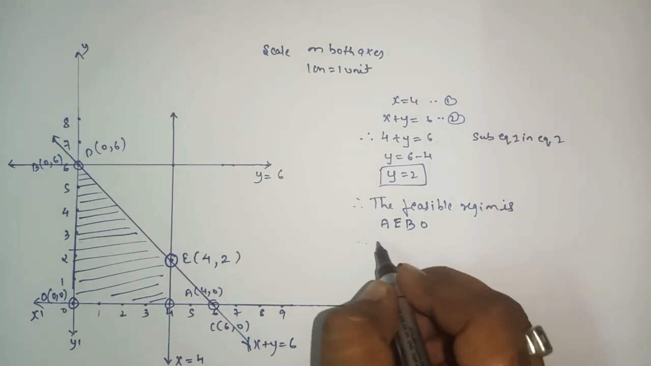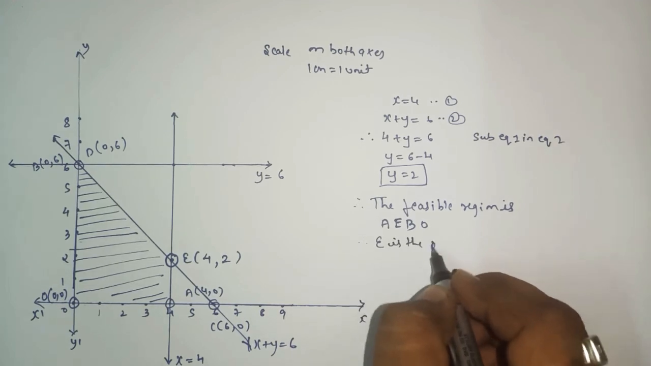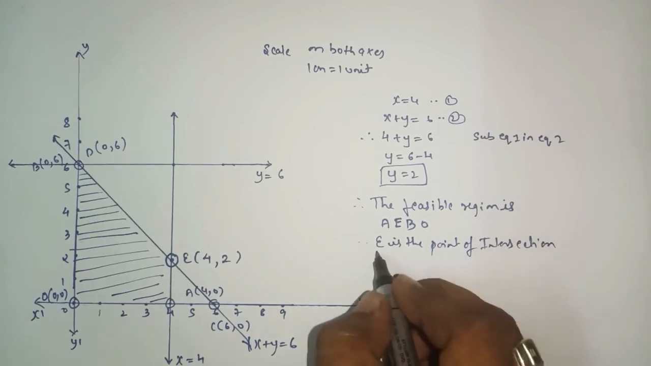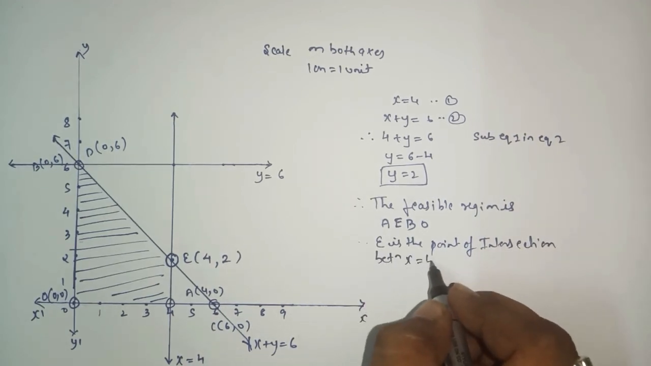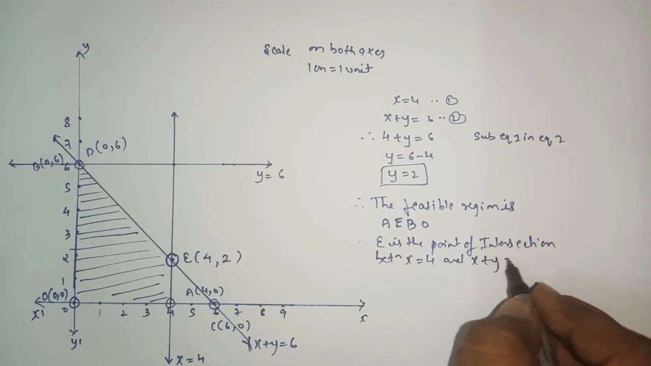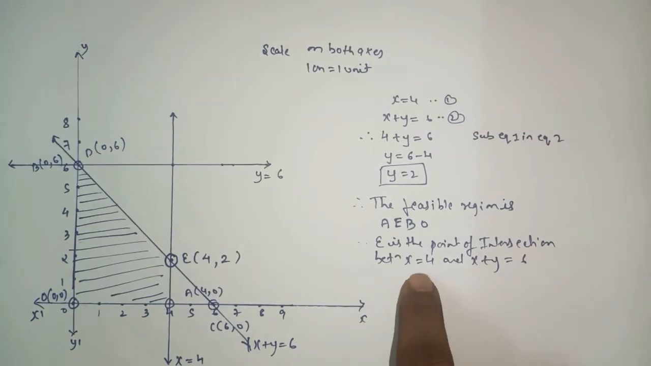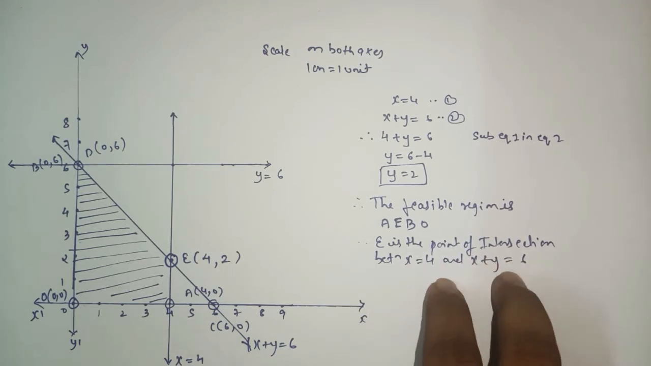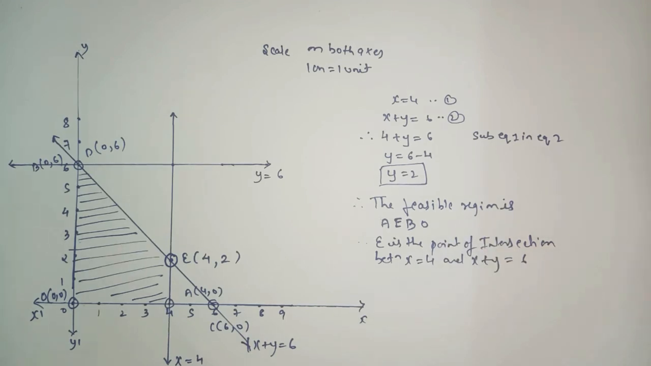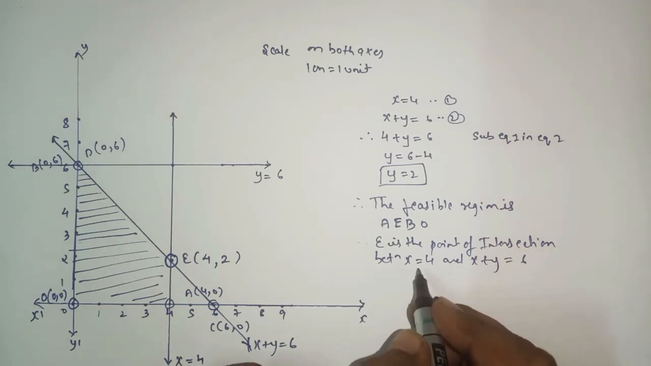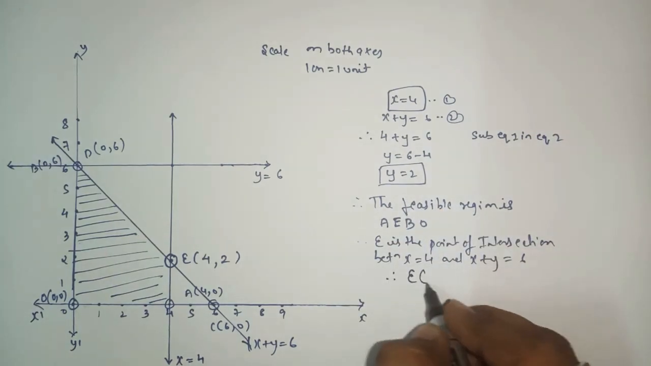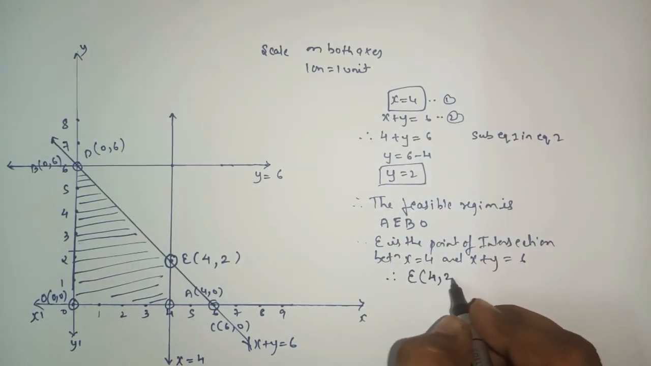Here we can write that E is the point of intersection between x equal to 4 and x plus y equal to 6. As clearly we can see, this is a linear equation in one variable and this is a linear equation in two variables, so there is no need of solving these two equations simultaneously. We have to solve two linear equations simultaneously when both contain two variables. So here we got x as 4 and y as 2, therefore E is 4 comma 2.